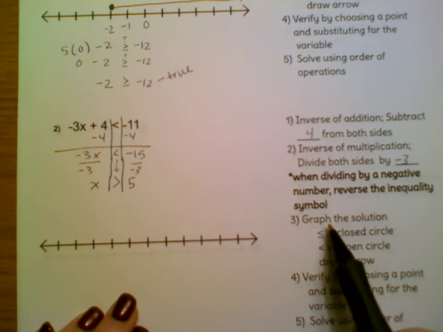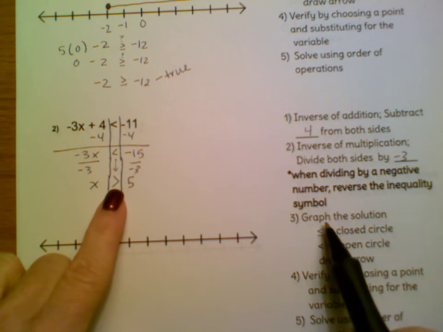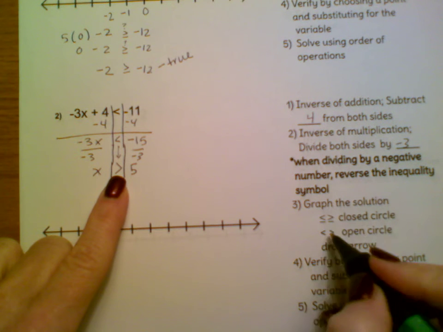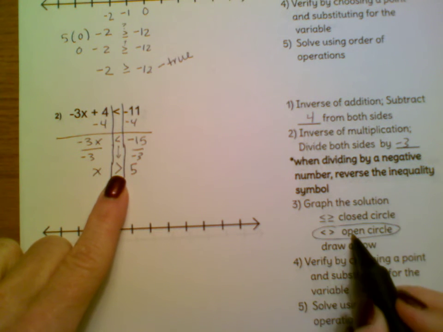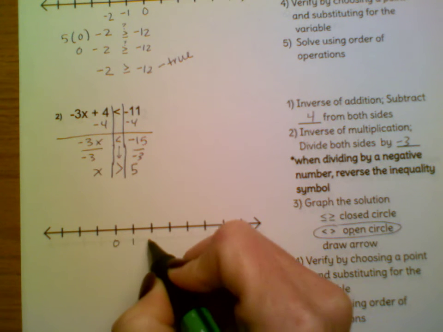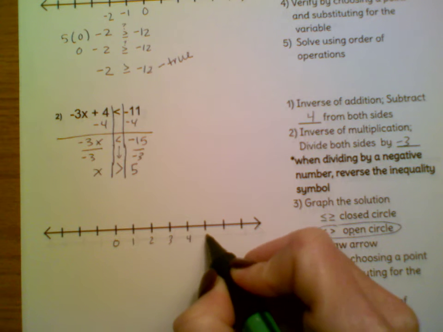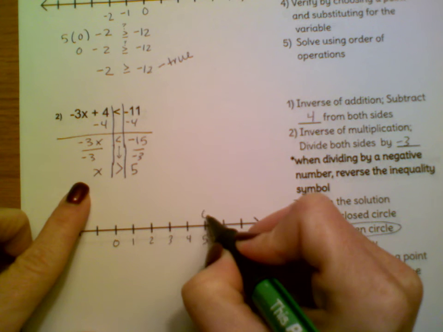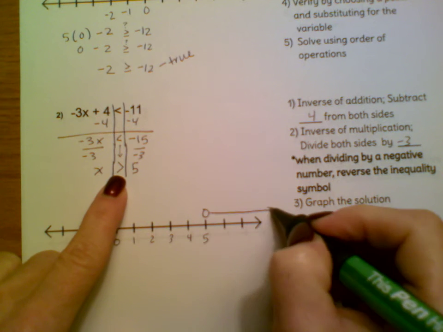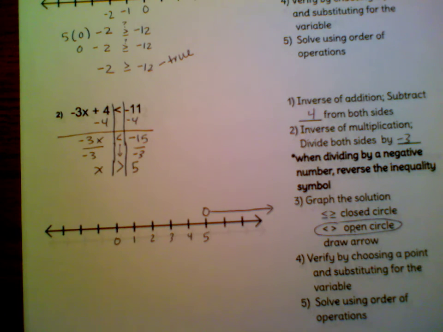So I want to graph this. So looking at this symbol, it does not include equals. So when I graph, I need to make sure that I'm doing an open circle at 5. So I'm going to put 0 here. 1, 2, 3, 4, 5. So at 5, I have an open circle. X needs to be greater, so it's all the numbers to the right.